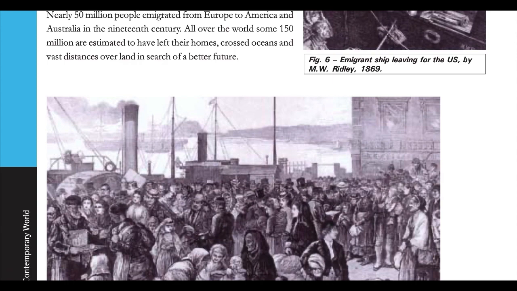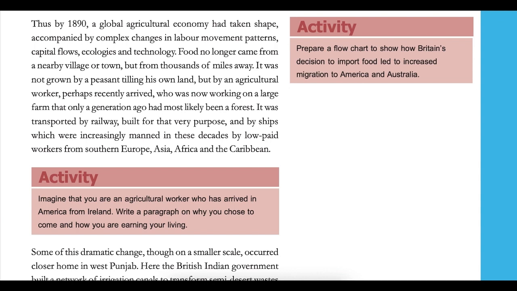Thus, by 1890, a global agricultural economy had taken shape, accompanied by complex changes in labor movement patterns, capital flows, ecologies and technology. Food no longer came from the nearby village or town, but from thousands of miles away. It was not grown by peasants tilling their own land, but by an agricultural worker, perhaps recently arrived, who was now working on a large farm that only a generation ago had most likely been a forest.